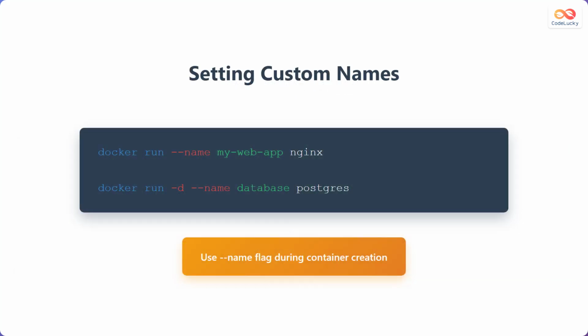To set a custom name for a container, use the --name flag with the docker run command, followed by your desired name. For example, docker run --name my-web-app nginx will create a container running the Nginx image and assign it the name my-web-app. Similarly, docker run -d --name database postgres will create a detached container running PostgreSQL and name it database. Always use the --name flag during container creation to give your containers meaningful names.